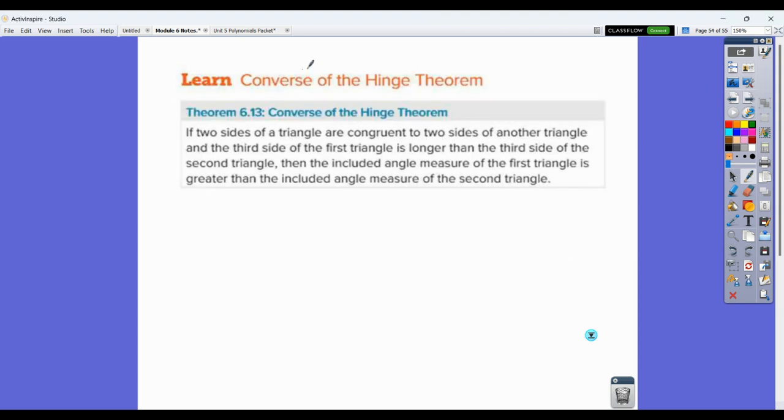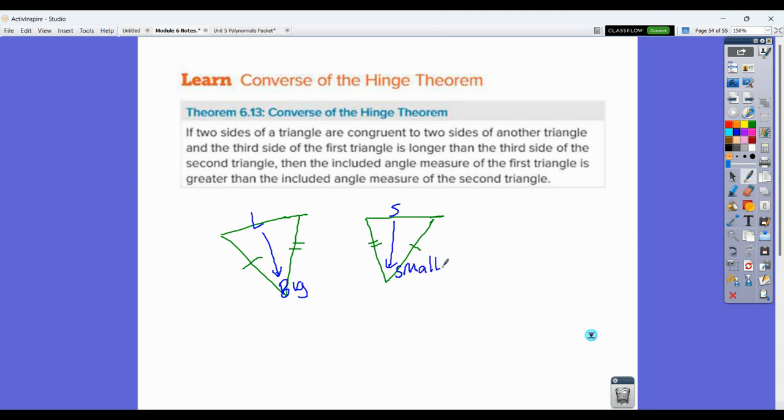The converse of the hinge theorem says that if two sides of a triangle are congruent to two sides of another triangle, so let's do our due diligence here again, so we have this congruent to this and this congruent to this, and the third side of the first triangle is longer than the third side of the second triangle, so we know that this is larger and this is smaller, then the included angle measure of the first triangle, so this one right here, is bigger than the included angle of the second one. This one is smaller. Okay, so that's what it's doing here. So instead of knowing the angles and saying the sides, we know the sides and we can talk about the angles that are in there.